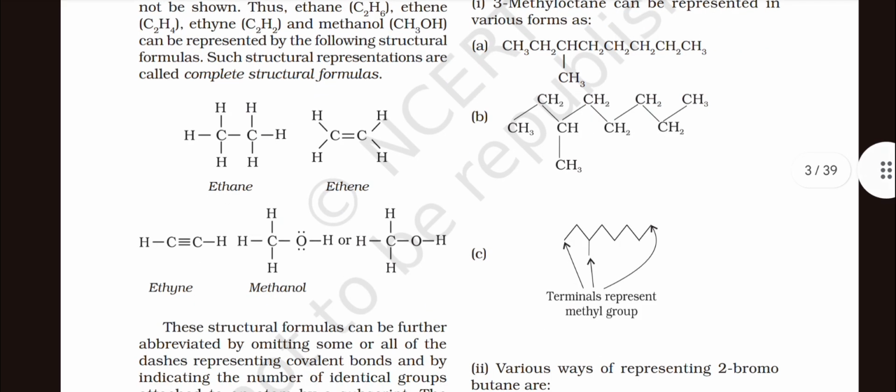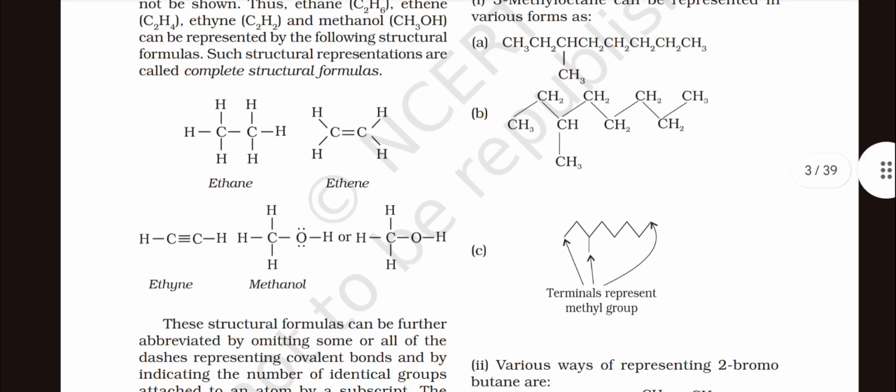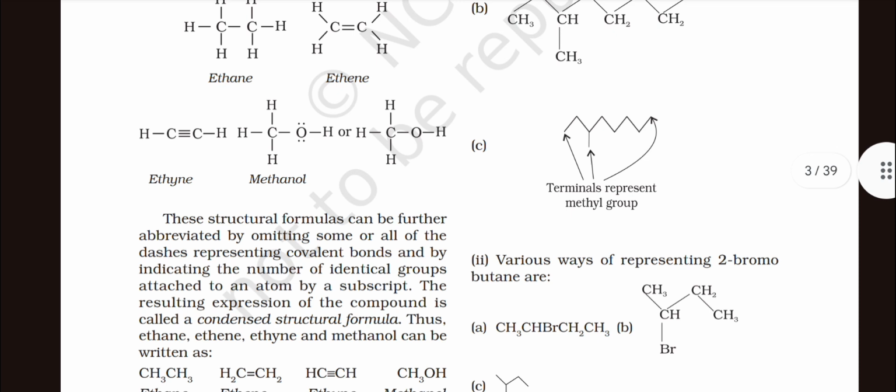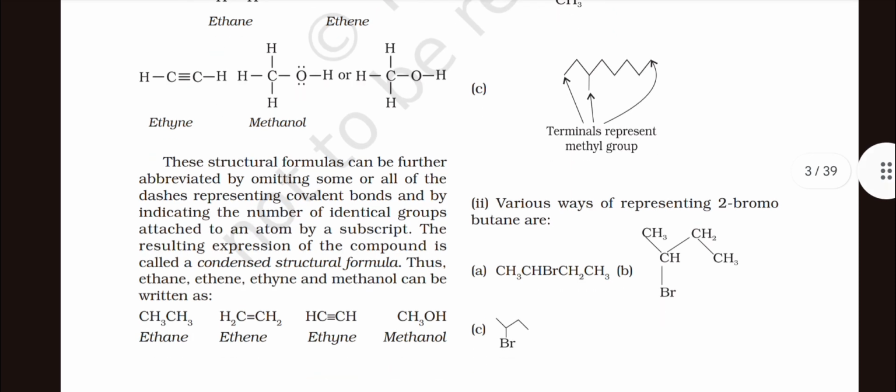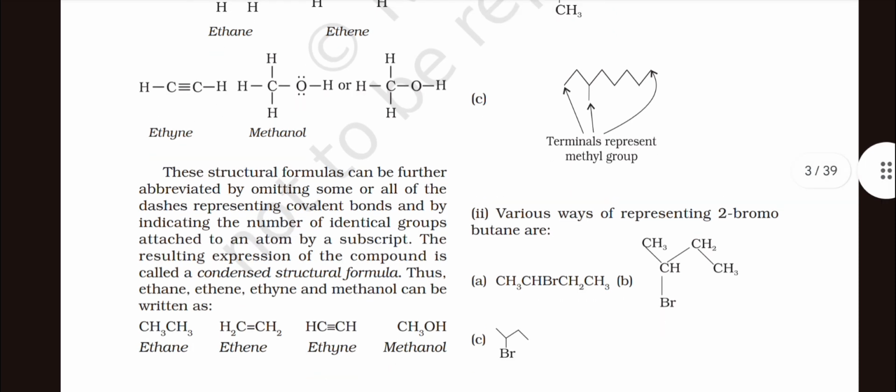Here are the structural formulas of ethane, ethene, ethyne, and methanol. This structural formula can be further abbreviated by omitting some or all of the dashes representing covalent bonds, and by indicating the number of identical groups attached to an atom by a subscript. The resulting expression of the compound is called a condensed structural formula.